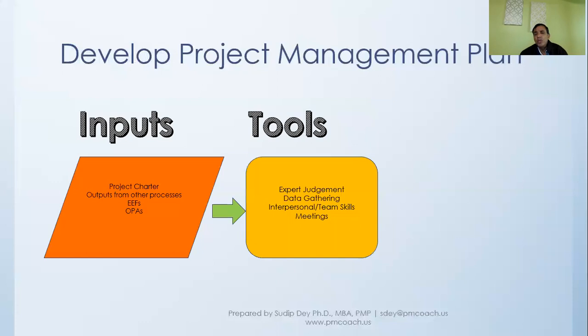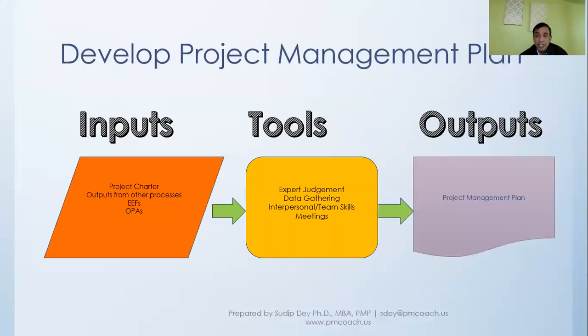Tools that we'll use here are expert judgment. We talked about expert judgment, and you'll find this again and again. Data gathering, interpersonal skills, and meetings. And then the output that we'll get is the project management plan. Now, when we say project management plan, we'll see it is not a simple document. It has many things underlying it.